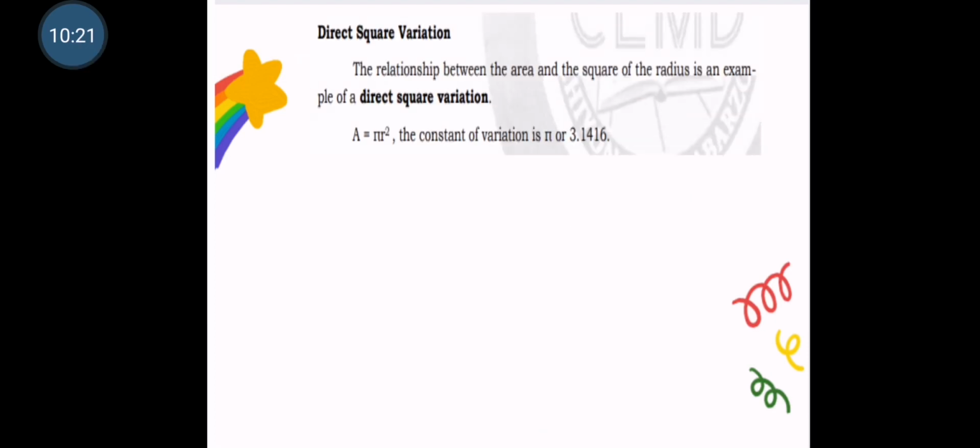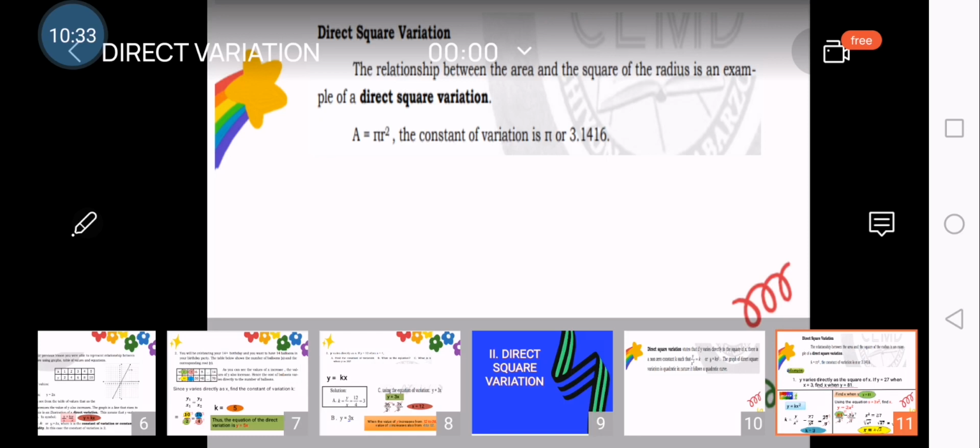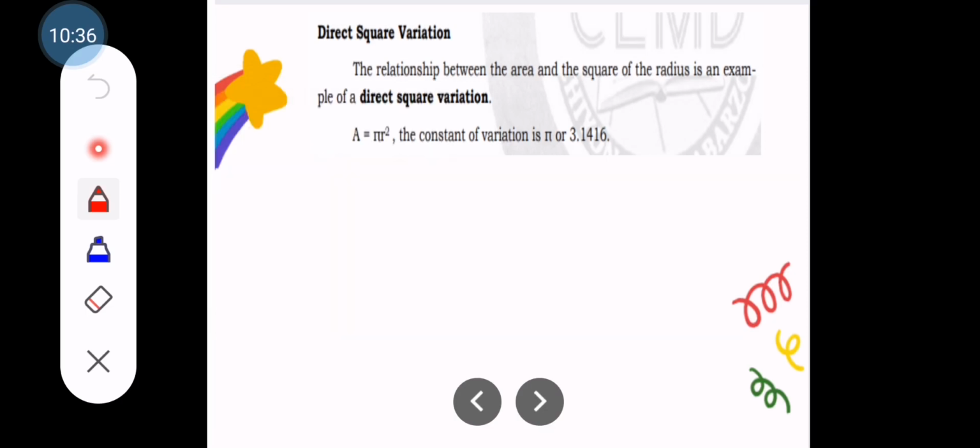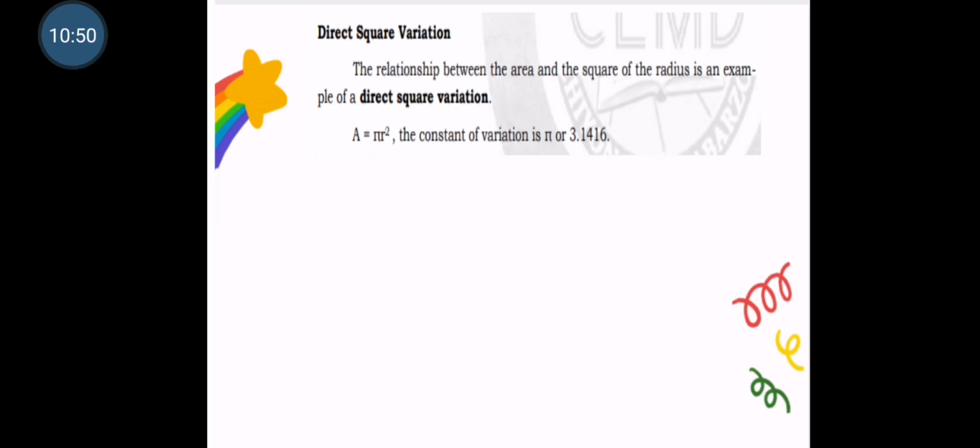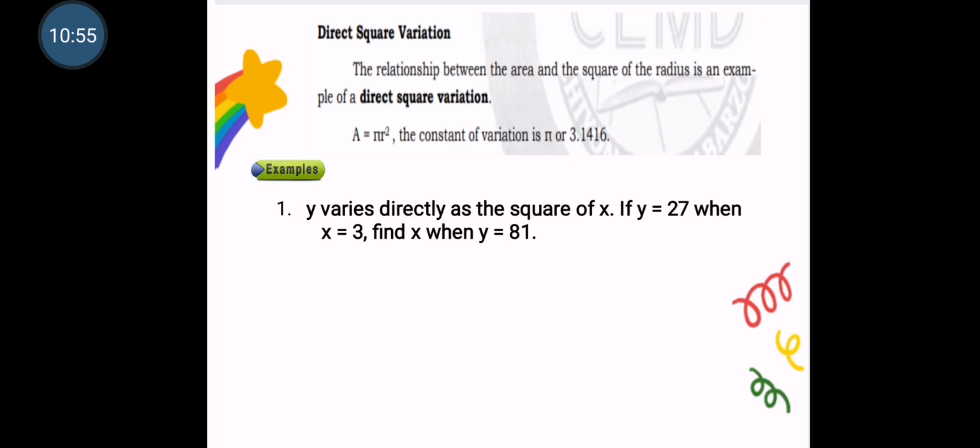And the best example for the relationship of the quadratic variation, the direct square variation, I mean, is the relationship between the radius and the area. Ano ba yung radius and the area? Area is equal to pi times the square of the radius. Ang value po ng pi is, alam naman natin na 3.1416. Hindi po yung nagbabago. Yan po ay constant.